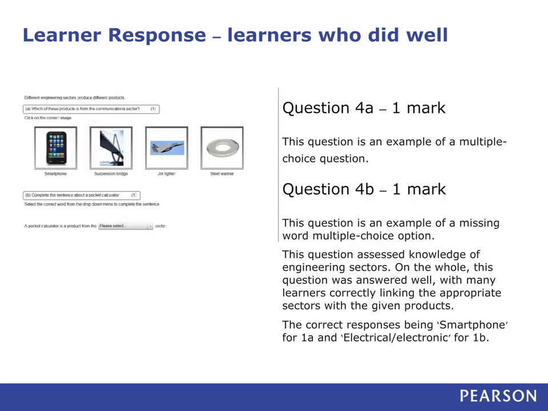Question 4. This question is in two parts, both being straightforward multiple-choice questions. The majority of learners did well on this question, being able to recognize a smartphone as being from the communications sector. Similarly, they recognized that a pocket calculator is from the electrical or electronic sector.